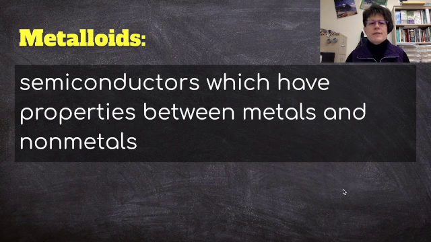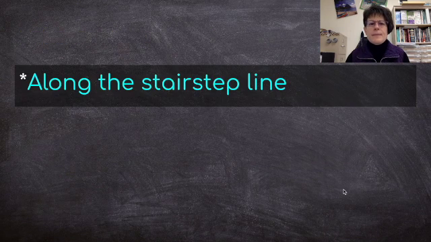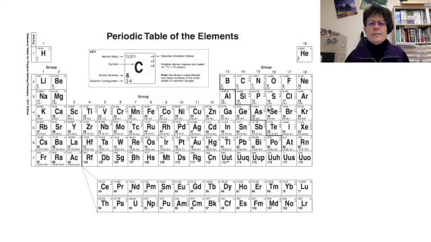Then there are metalloids. These are semiconductors which have properties between metals and nonmetals. They're along the stair-step line. These are generally used in our electronics. There's boron, silicon, germanium, astatine, antimony, tellurium. Those are metalloids used in our electronics and computer industries. They're not as conductive as metals, but they do have some conductivity, so they're very useful, and we wouldn't have our electronics without them.